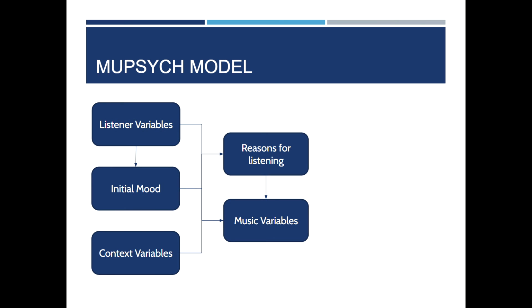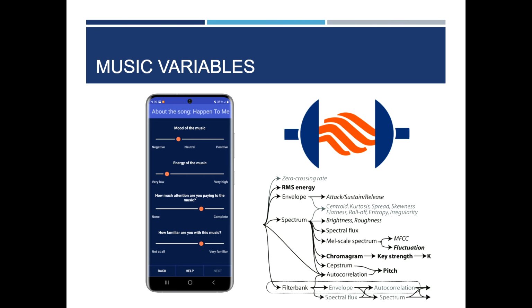Reasons for listening and all previous modules together influence which music is selected. Listeners rate their perceived valence and arousal of the music, along with how familiar it is, how much they enjoy it, and how much attention they're paying. The app also collects the song details from the phone, so we can analyze more objective music features to supplement this self-report data. This is done by extracting music features through music information retrieval.